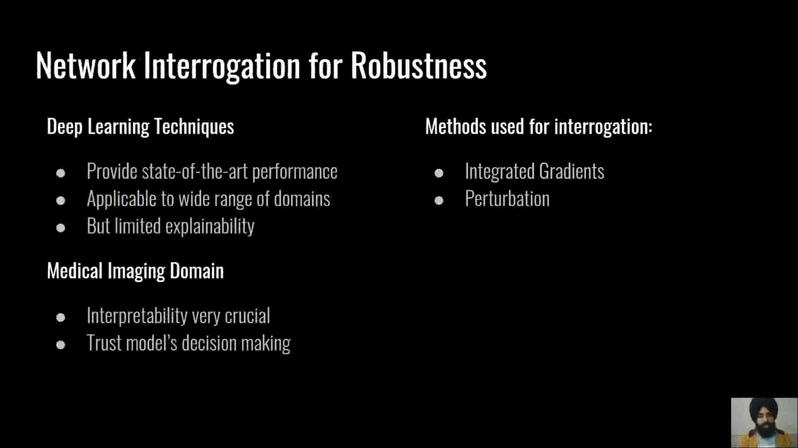Analyzing the model's decision after training is also necessary to check the robustness. Also, network explainability is important in the medical domain to help trust the network's decision. Consequently, in addition to the quantitative results, we attempt to explain the significance of the network's decision using 2 interrogation methods, which are integrated gradients and perturbation.